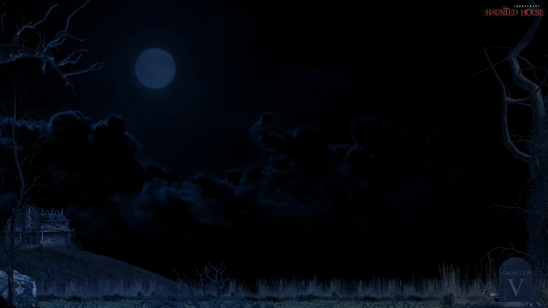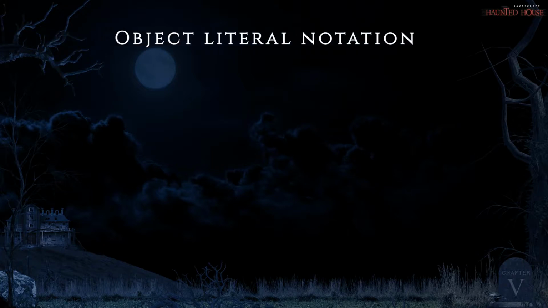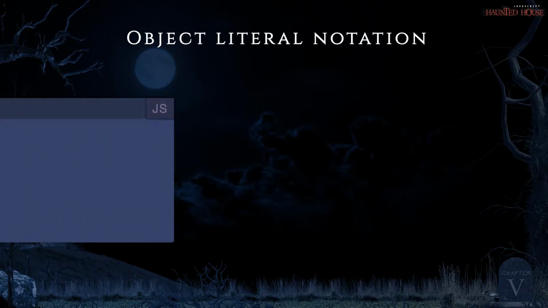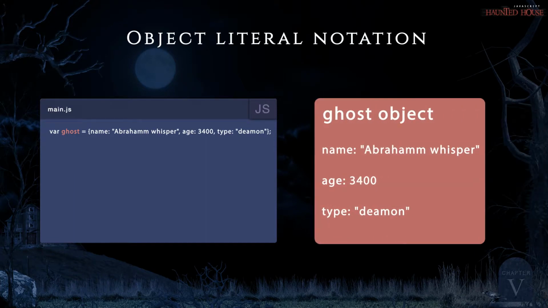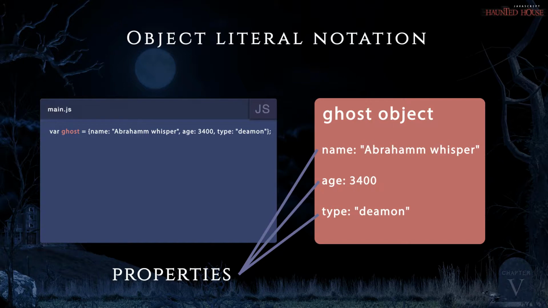In JavaScript, there are several ways to create objects. The easiest way to create an object is using the object literal notation. With object literal, you can create an object with a simple statement. An object literal is a list of names and values. These names are called properties. Note that the properties are separated with a comma. The properties may have different types, such as strings, numbers, arrays, functions, and even other objects.